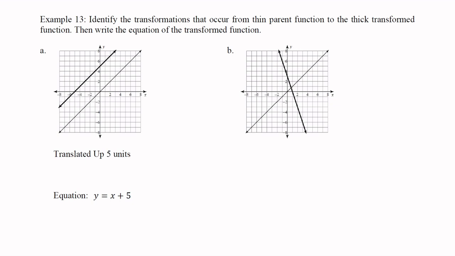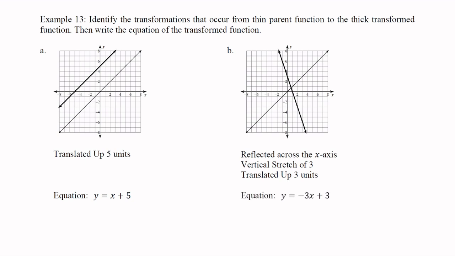For this one, we have a change in our slope and a change in our y-intercept. So our slope became -3/1, which is -3. So that's a vertical stretch of 3, and we're reflected across the x-axis. That is indicated by our negative slope. And we are translated up 3 units because our y-intercept went up 3 units. So our equation is y equals -3x plus 3.